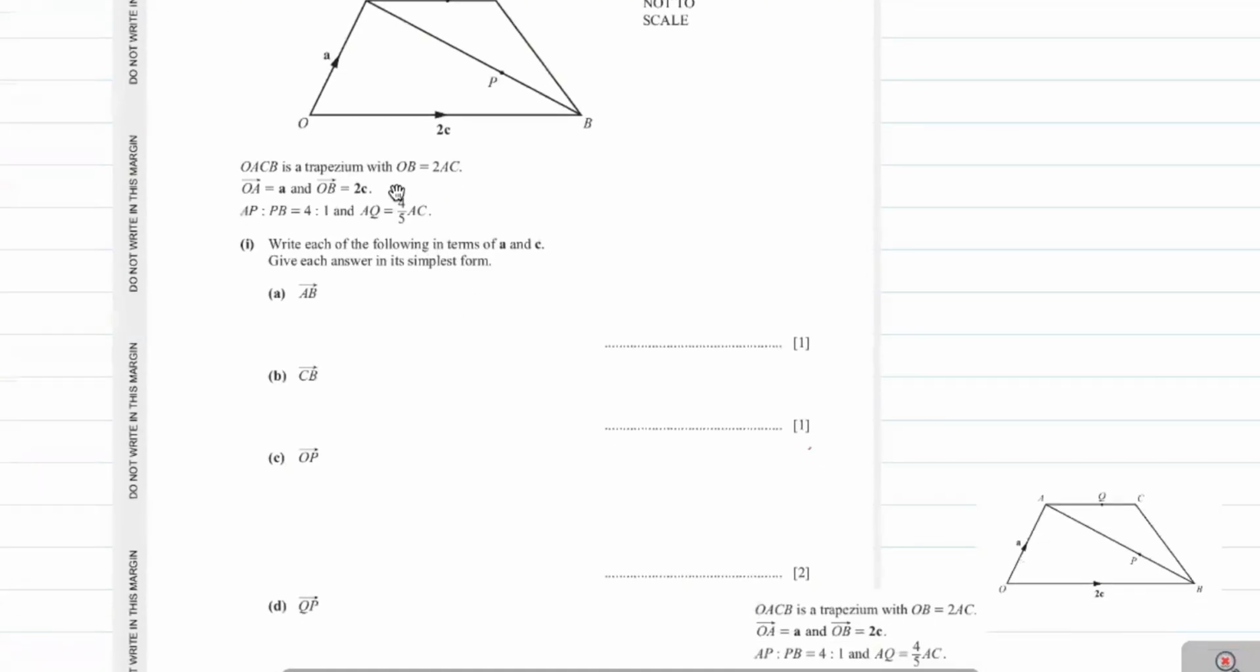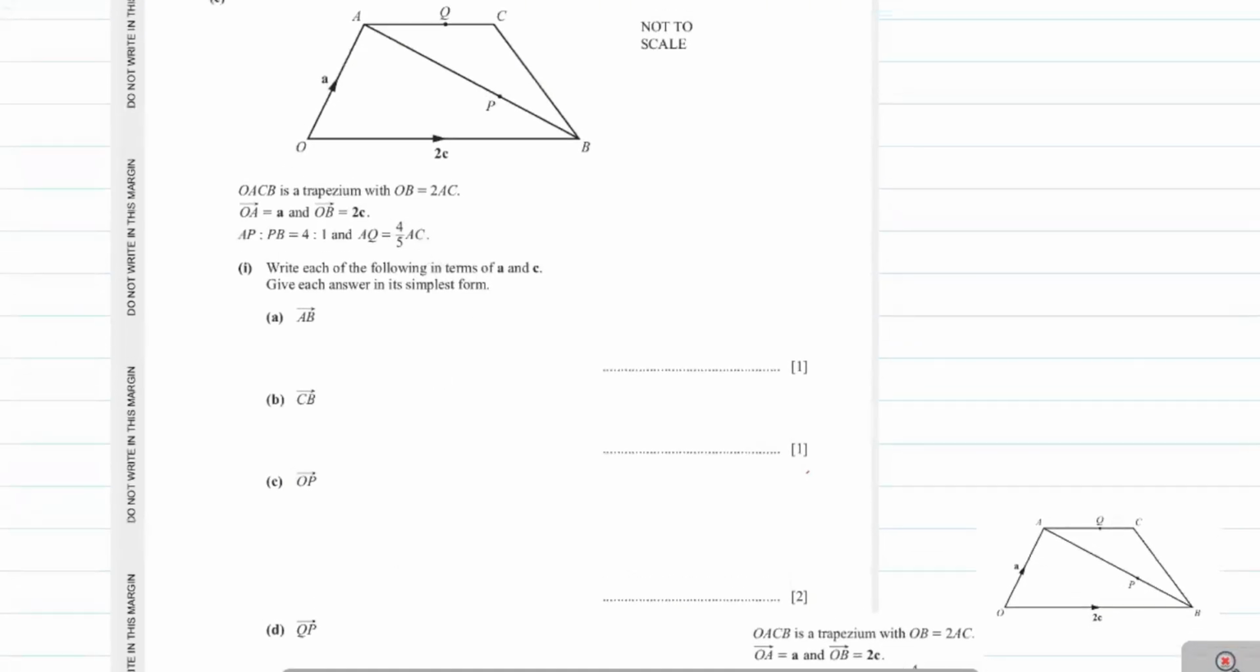Part C. OACB is a trapezium with OB equal to 2AC, OA equal to a, OB is 2c, and AP to PB ratio is 4:1, AQ is equal to 4/5 AC. Write each of the following in terms of a and c. Give your answer in simplest form. Part first, AB. Look here, this is the AB vector, and we have to calculate this AB in terms of small a and c.